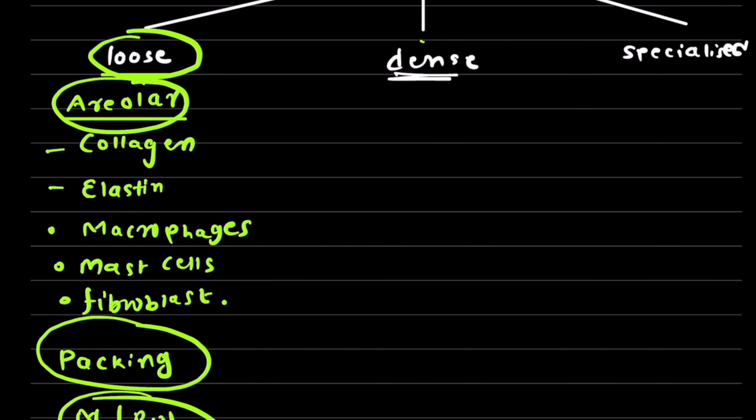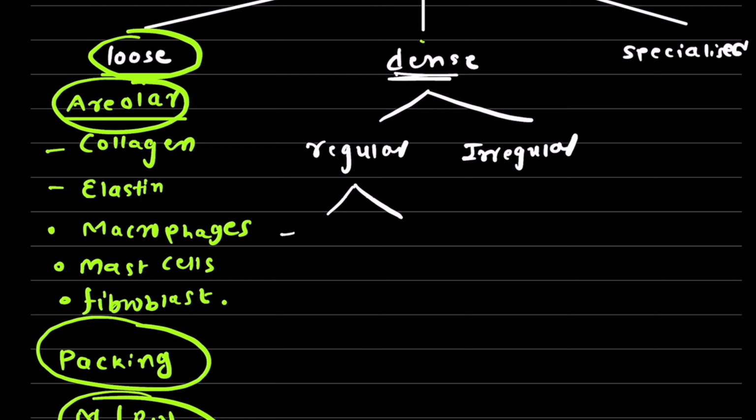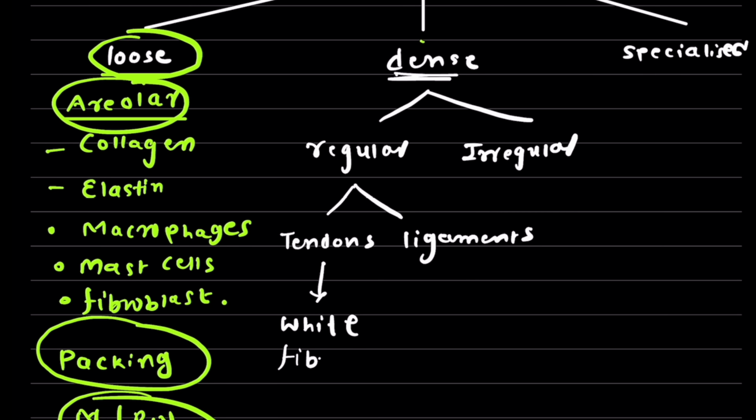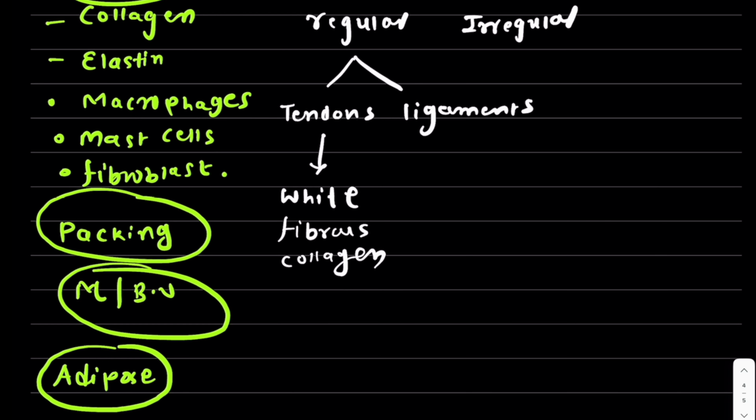Third one, we talk about dense connective tissue, dense regular and dense irregular. Under dense regular, we talk about tendons and ligaments. What is tendon? It is a white fibrous collagen attached to bone to muscles.